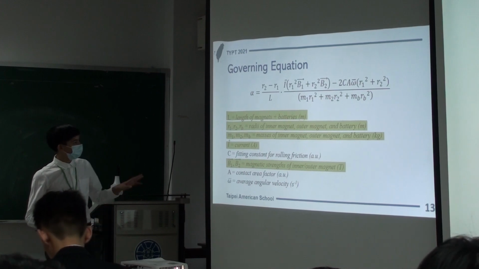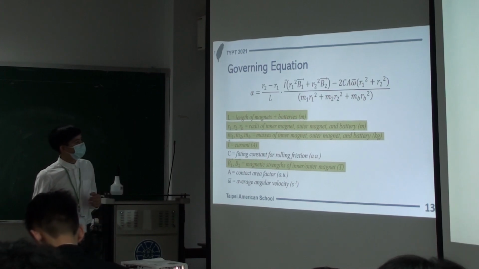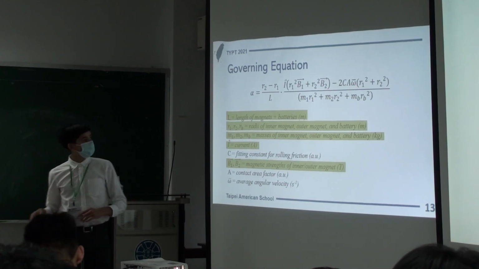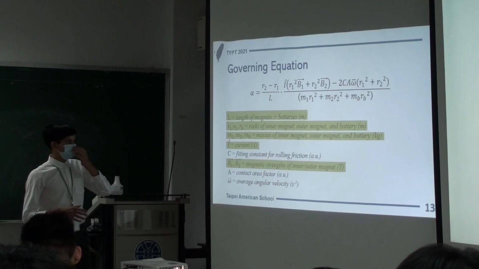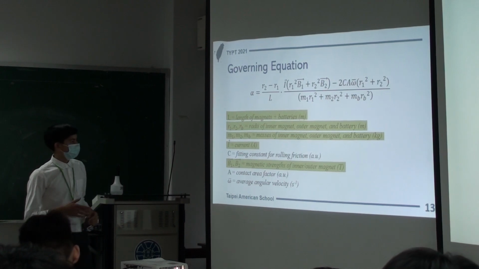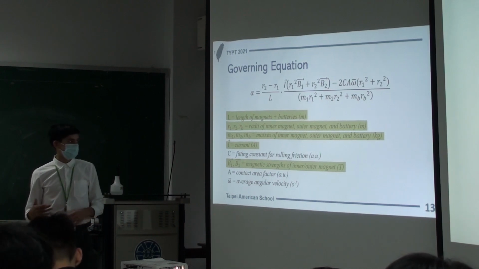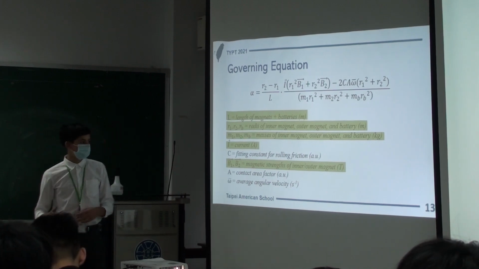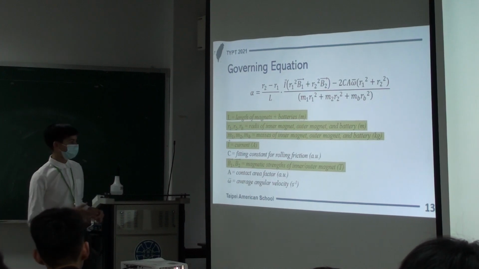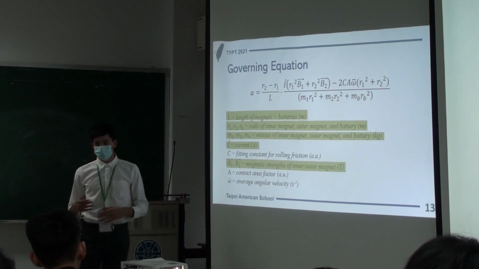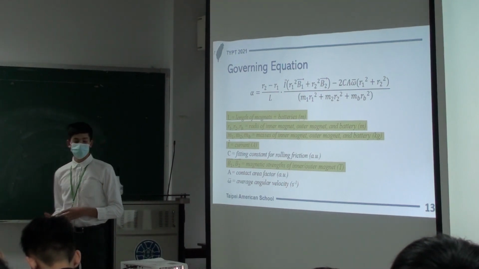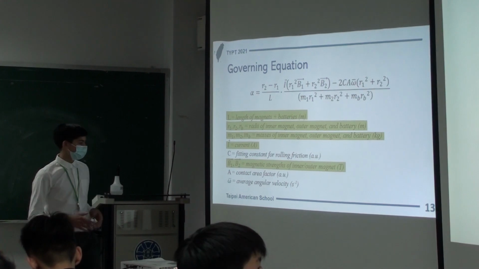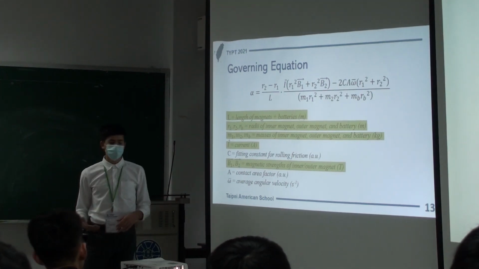Once again, the constants here that change are: L is the length of the magnets plus batteries altogether. R1, R2, and RB are the radii of the inner magnet, outer magnet, and battery. The M's are all masses, I is the current with the arrow, and C is just a fitting constant for the rolling friction. We'll explain how we found that later. B for both of those are the magnetic strengths of each of the magnets. A is the contact area. We'll explain more about that later, how we estimated that. And omega is the average angular velocity.